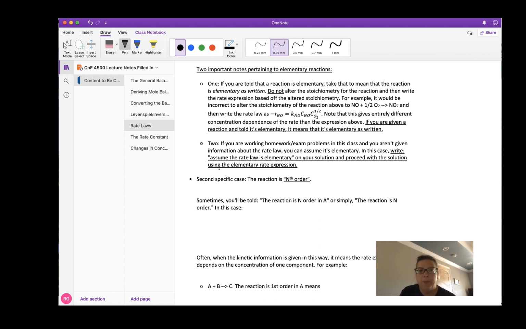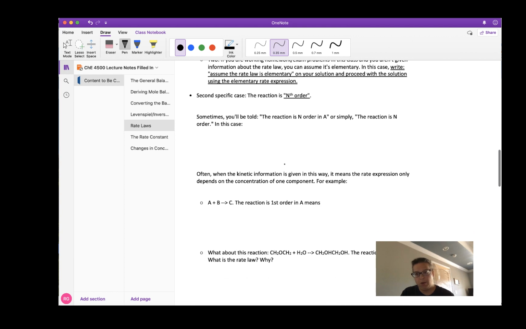Point number two about elementary rate laws: if you're working a homework or exam problem in this class and you aren't given information about a rate law, you can simply assume that it's elementary as written. So in that case, you would write down, assume the rate law is elementary. Write that down as part of your solution and proceed on with your solution. That is perfectly acceptable. That is an excellent way to get an estimate of the rate law when you don't have any other options. Okay, so moving on.